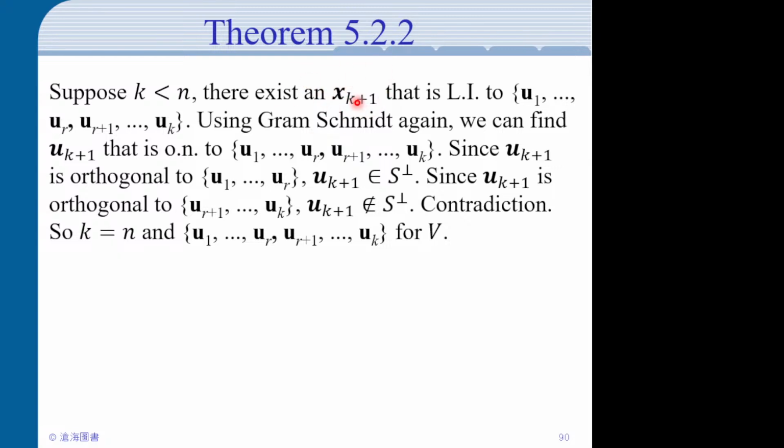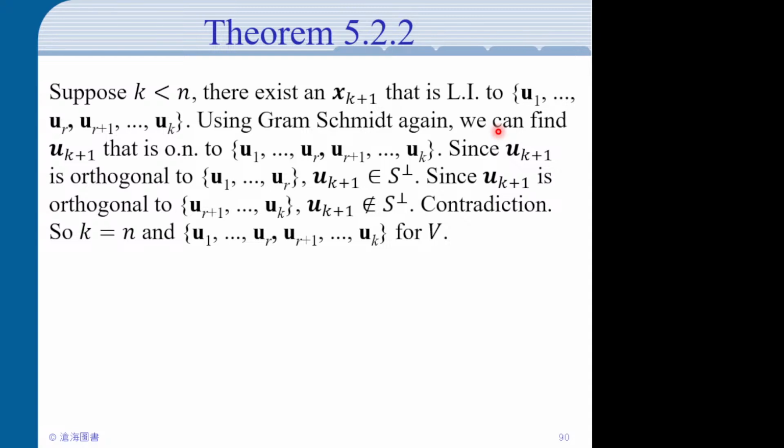So this x_{k+1}, we can append it to u1 to uk. And we run the Gram-Schmidt process again. And we can find some u_{k+1} that's the orthogonal component of x_{k+1} to all those things. Right?